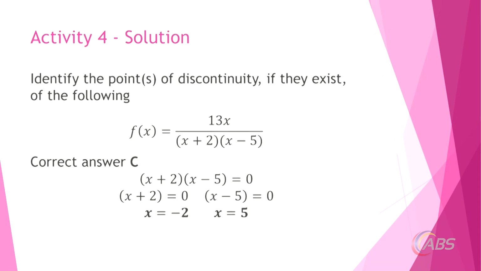In this case, I have x plus 2. Once the 2 goes across the equal sign, it becomes negative, hence it is x is equal to negative 2. And in this case, I have x minus 5. Once the negative 5 goes across the equal sign, it becomes positive 5. Hence, the correct answer, C, with the options x is equal to negative 2 and x is equal to 5.